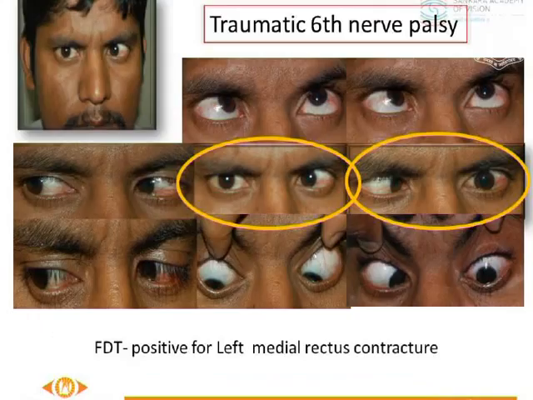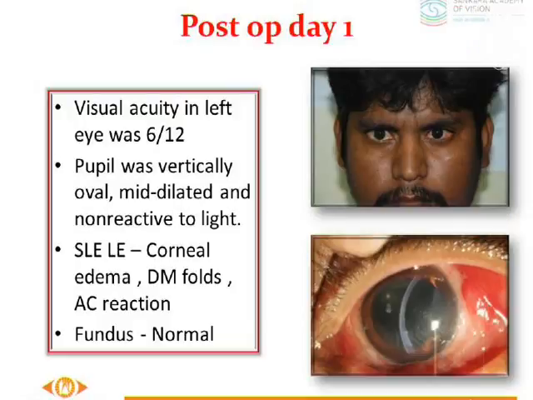This is one case which I saw when I was a consultant at Aravind Hospital. This is a traumatic 6th nerve palsy. Here, if you see, there's a large esotropia, and abduction is totally absent. FDT is positive for left medial rectus contracture. So we went ahead and operated a medial rectus recession and a Hummelsheim procedure, partial tendon transposition with Foster's modification. We were quite happy with the results.